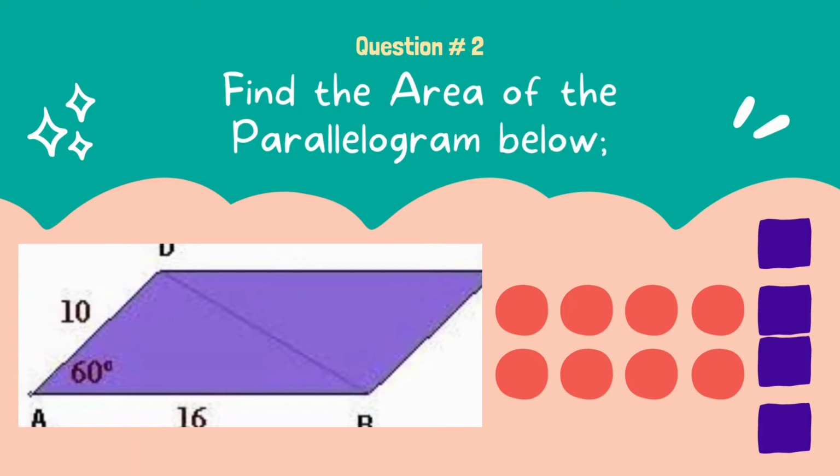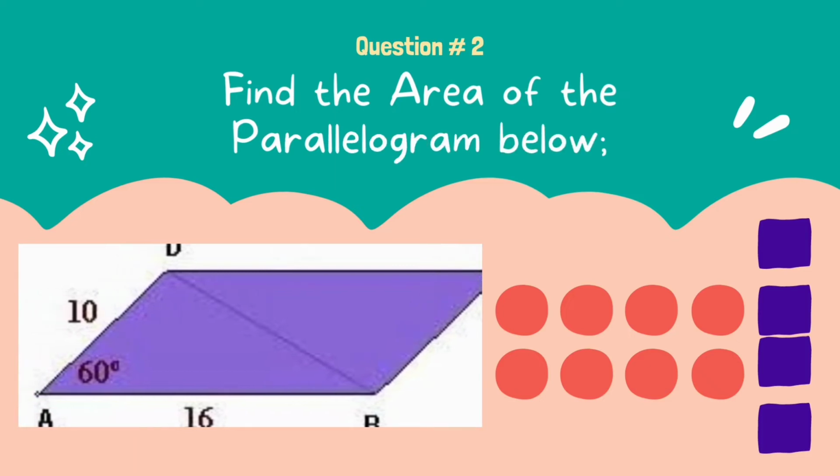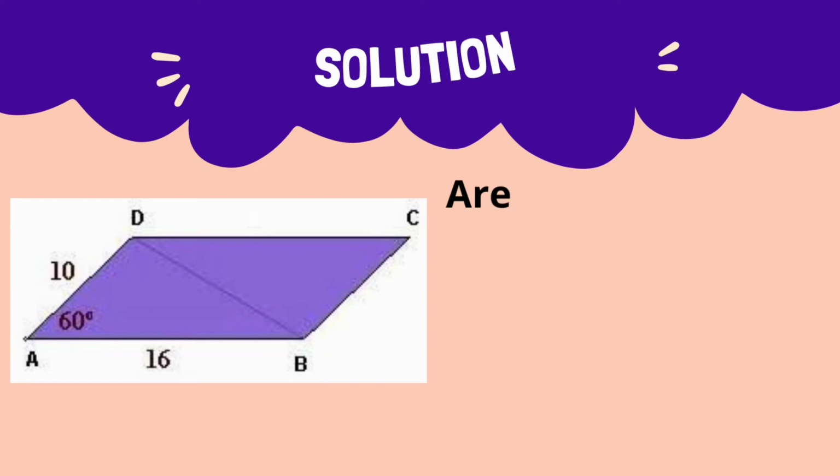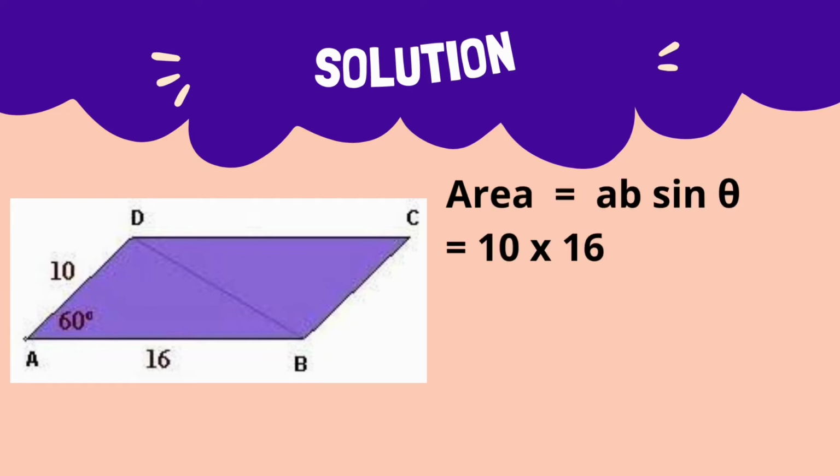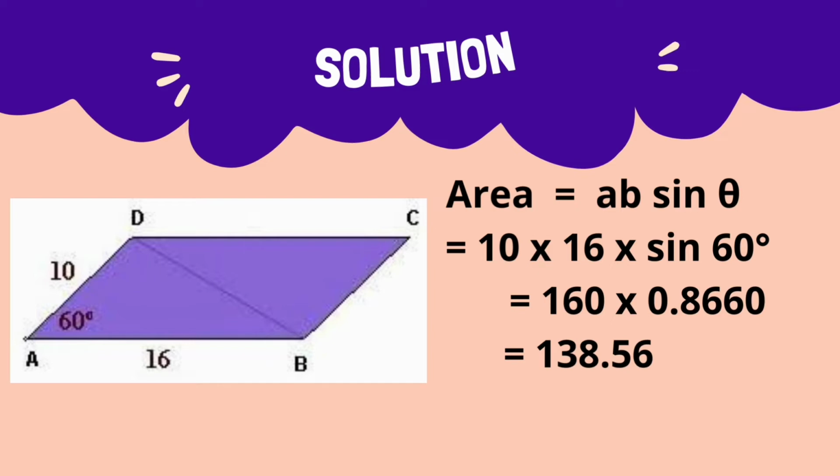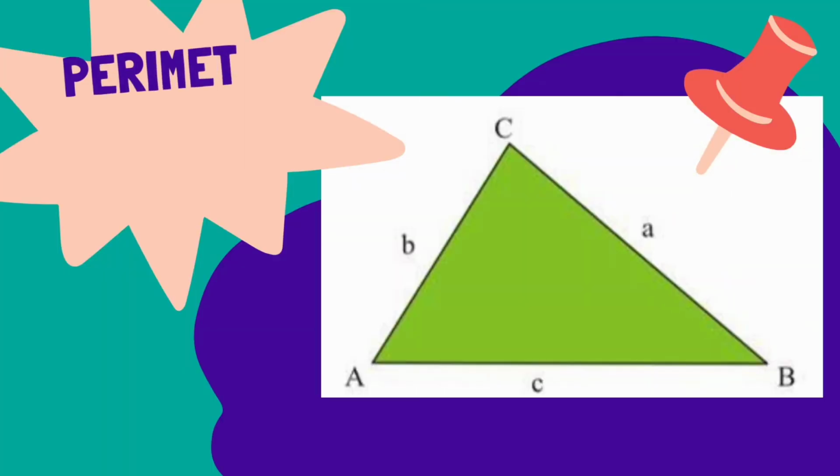Sometimes you may be given the two sides of a parallelogram and the included angle. Like in this question, we are told to find the area. So this time around, you use another formula, which is AB sine theta. You multiply the two sides, which is 10 times 16, sine 60 degrees. And then you are going to have 138.56. That will be the area of the parallelogram.